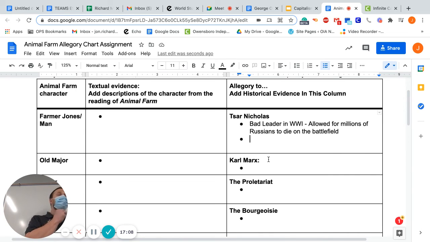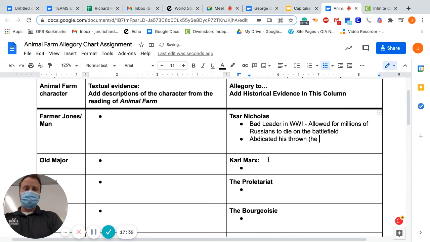And this is directly from your notes. Okay? This is the second thing on the agenda at the top. Allowed for millions of Russians to die on the battlefield. Did he stay in power for his whole life? No. What did he do? He didn't die. Well, he ended up dying. But before he left power, what was the word that we use that means give up his throne? Abdicate. Thank you very much, sir. So he abdicated his throne. And if you want to put in parentheses to remember, he gave up his throne. Okay, he stepped down and gave up his throne.